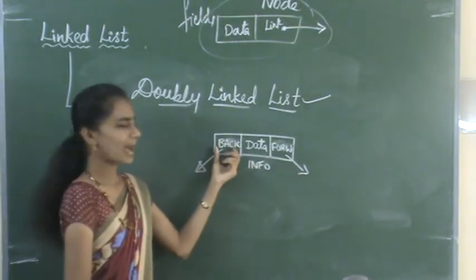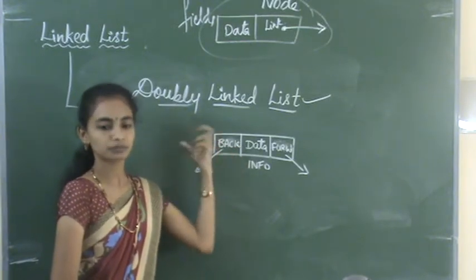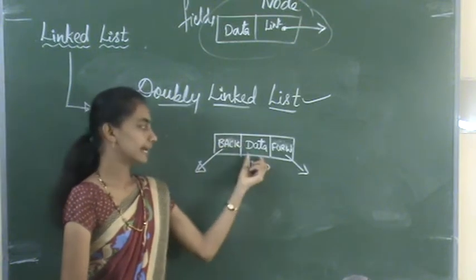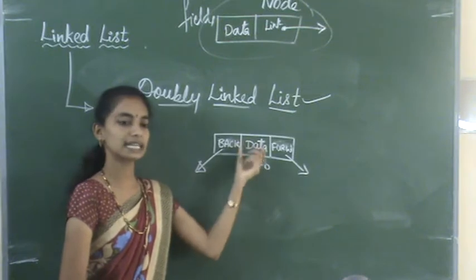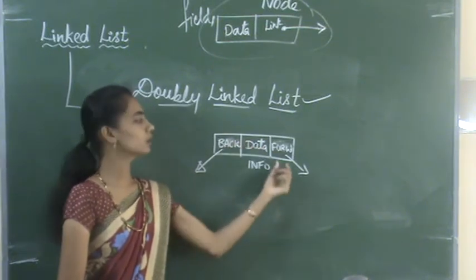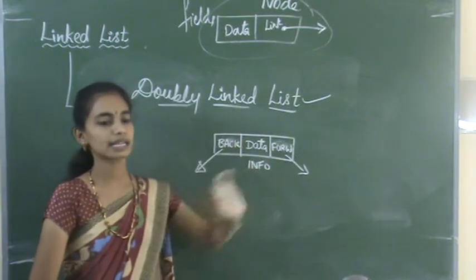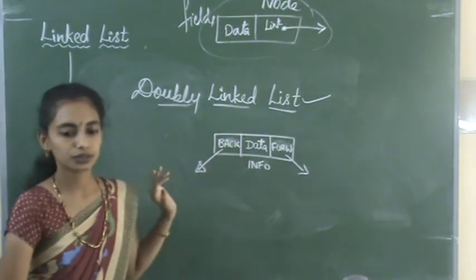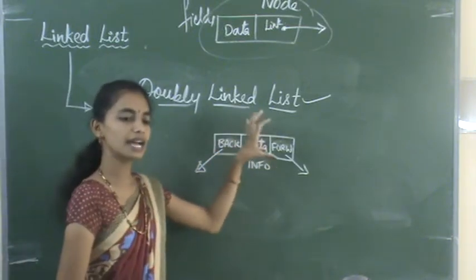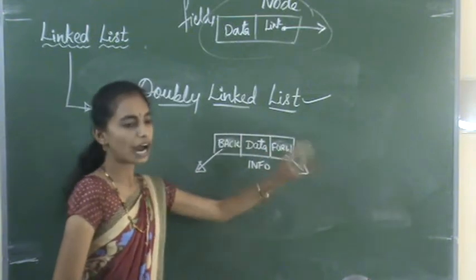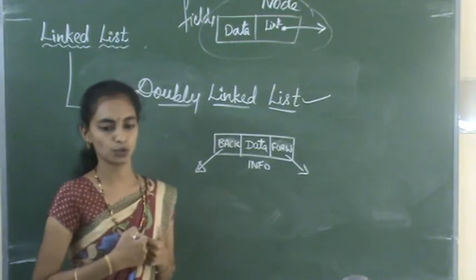The backward field contains the address of the previous node. The information field contains the data of the node. The forward field contains the address of the next node. So in this we can access the elements of the next node, and also we can access the elements of the previous node.